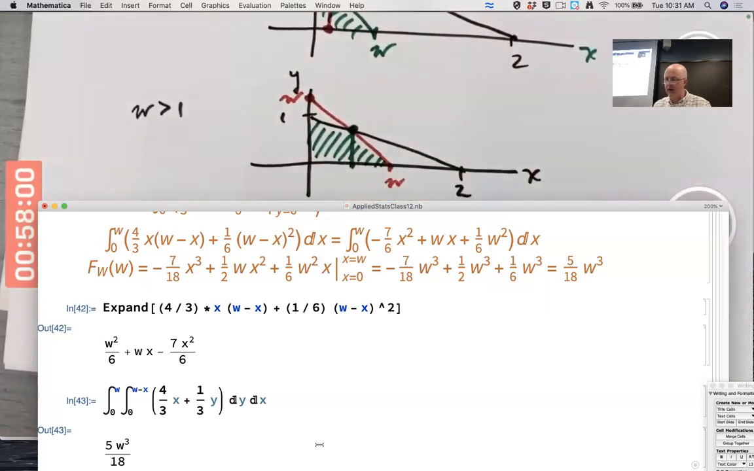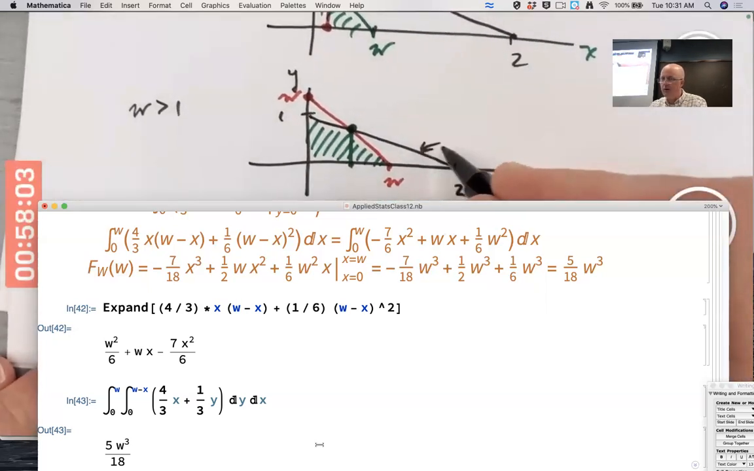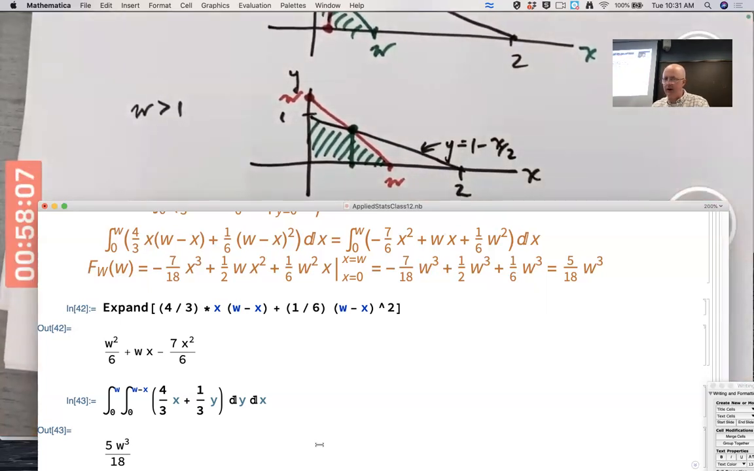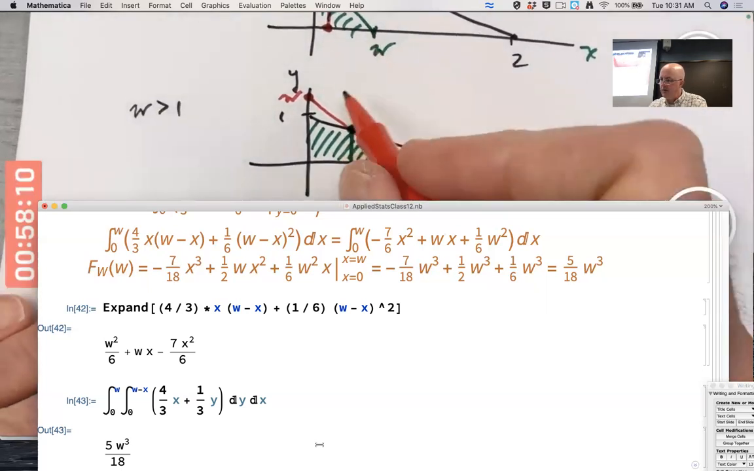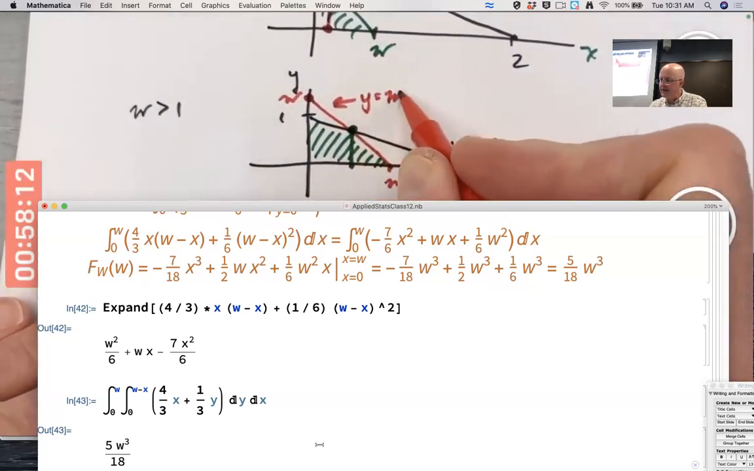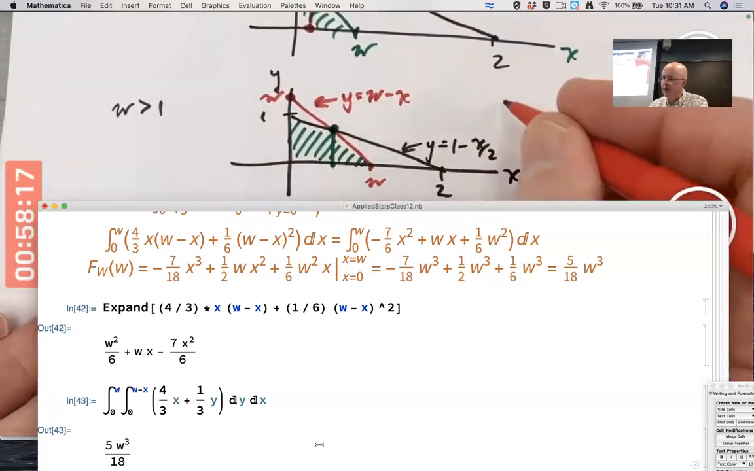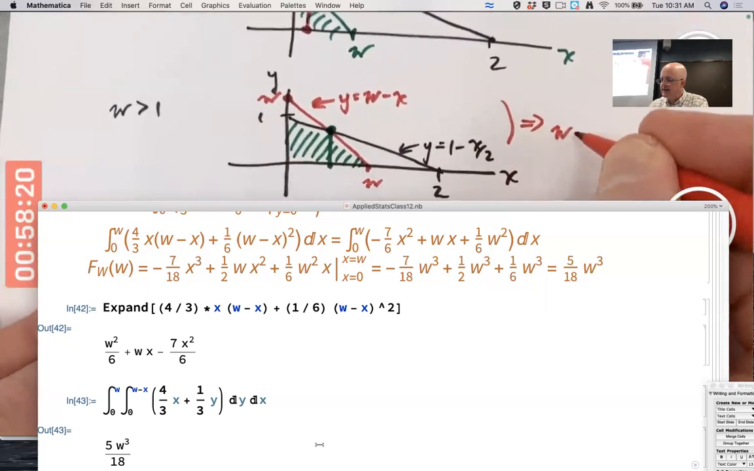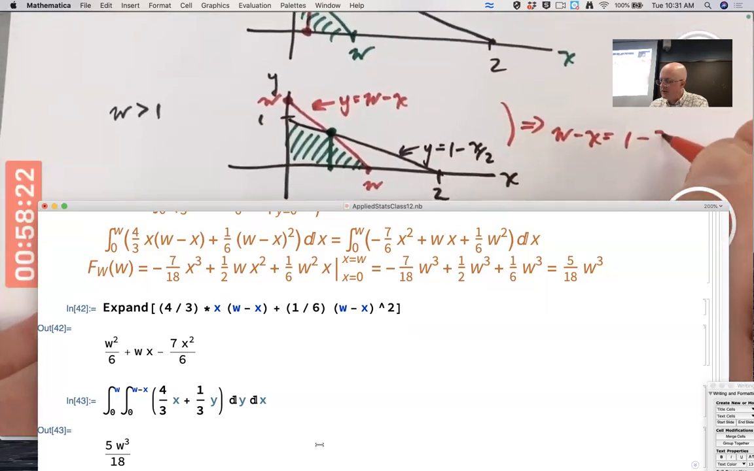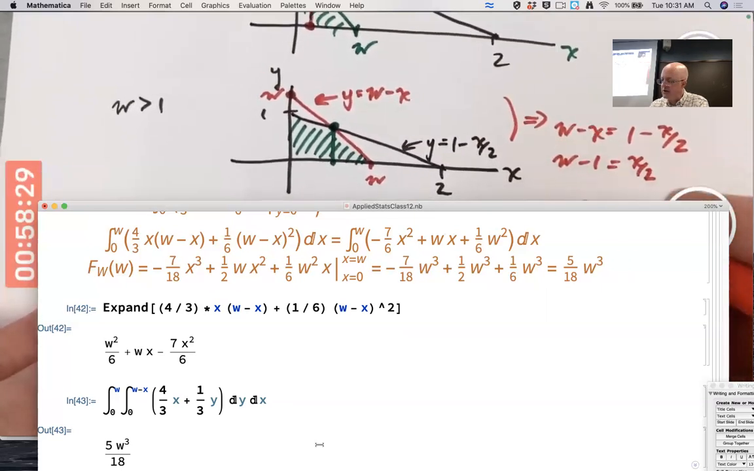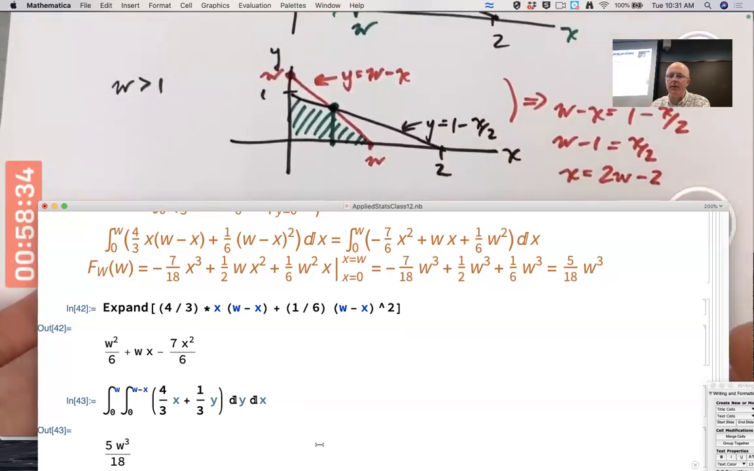The black line has equation y equals 1 minus x over 2. The red line has equation y equals w minus x. To figure out where those intersect, you've got to set them equal to each other and solve for x. So W minus X equals 1 minus X over 2. I could subtract 1 from both sides and add X to both sides, and then I could multiply both sides by 2. X is 2W minus 2. That's the X coordinate of the point of intersection.